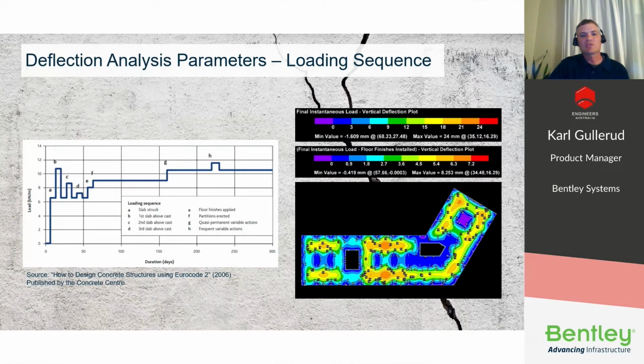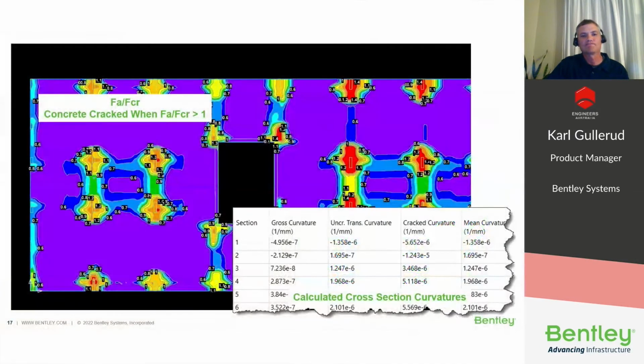Defining loading sequence as shown on the plot here also better captures creep effects because the magnitude of the applied loads and their actual duration over time are known explicitly. Finally, the loading sequence is convenient for accurately controlling differential deflection limits after brittle finishes are installed, like those limits that are defined in AS 3600.